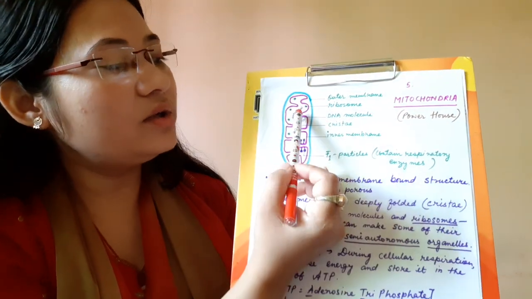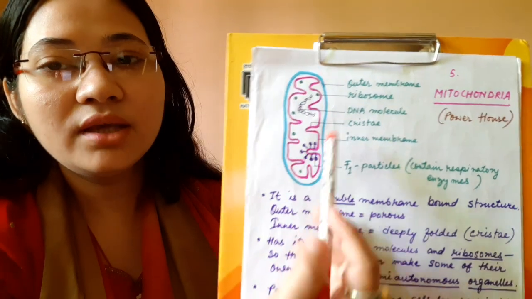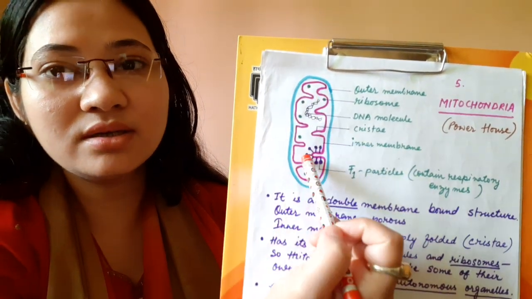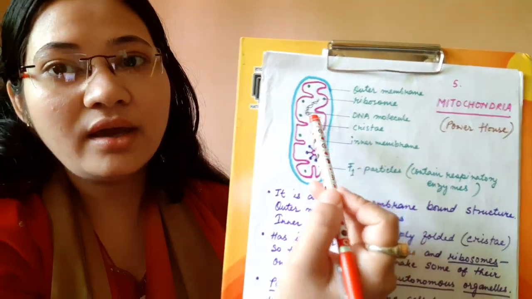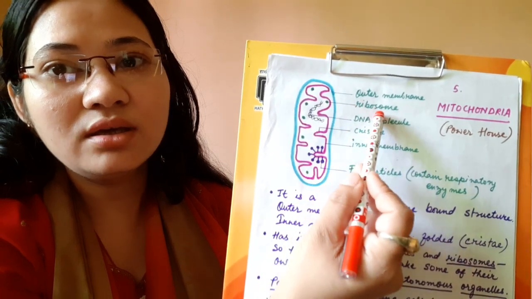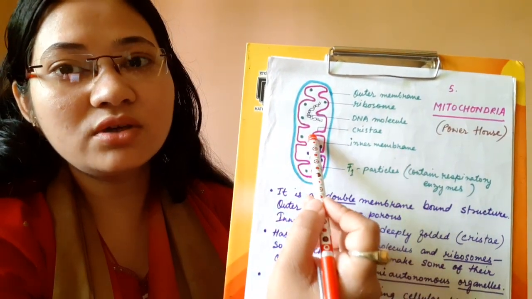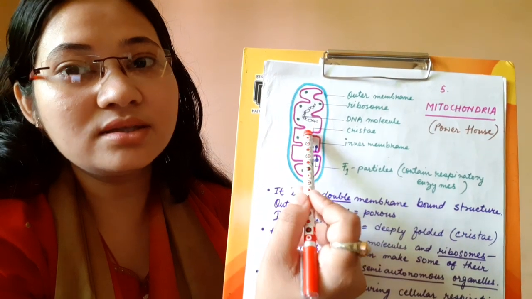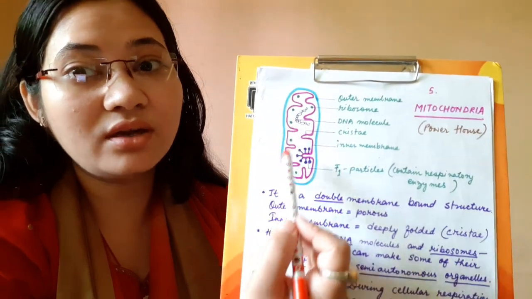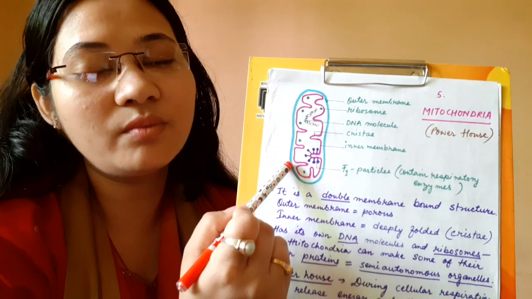You can also see inside the mitochondria a DNA molecule is present, and some ribosomes. This is the special feature of mitochondria, that it consists of DNA and ribosomes. So they are also called semi-autonomous units. We will study about them.